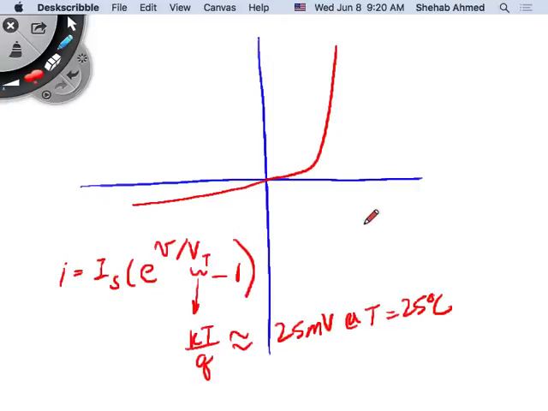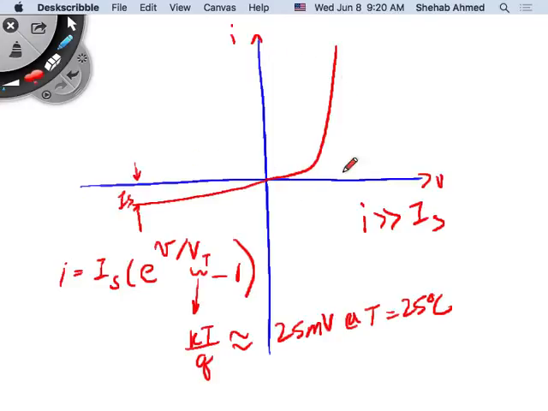Now, if I is greater than Is, and Is is the saturation current, so Is is the current that we find here at this point, this is the magnitude of the maximum saturation current, or the drift current that is in the reverse direction here. Where this is V and this is I.